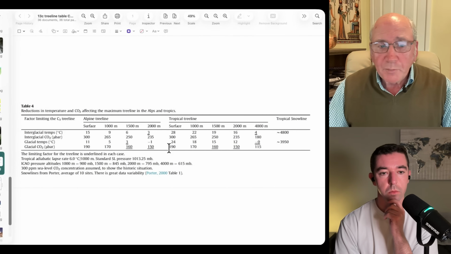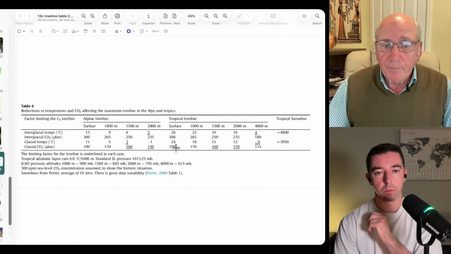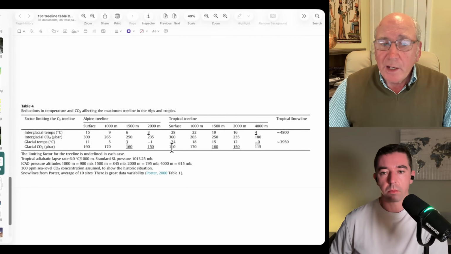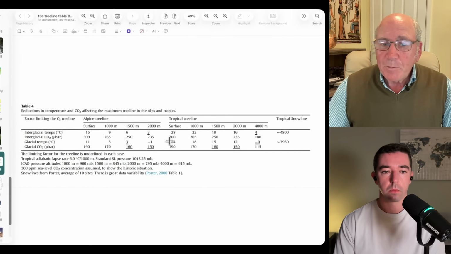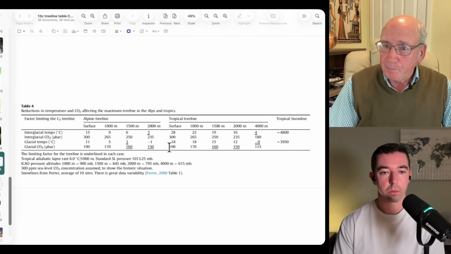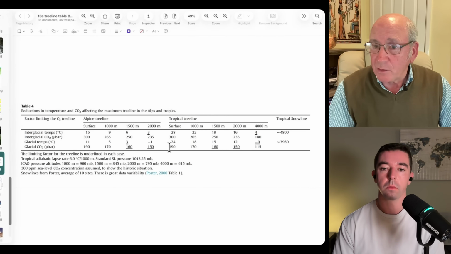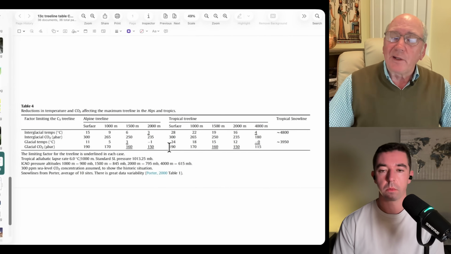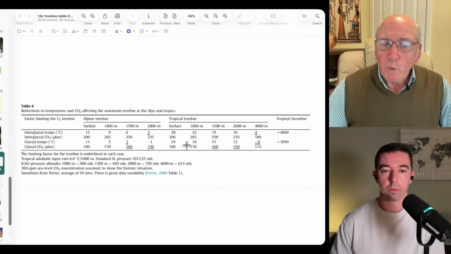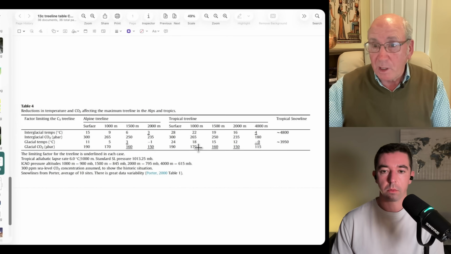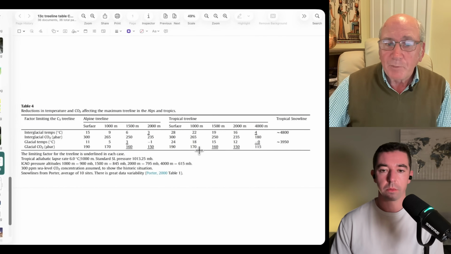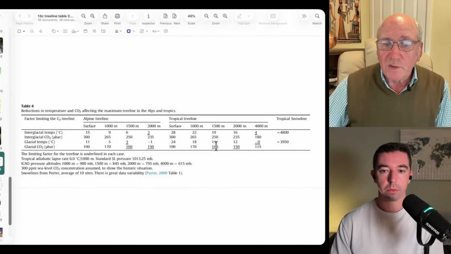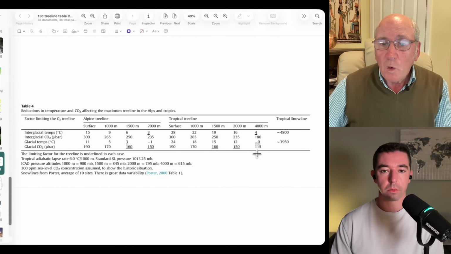And then we get the CO2 parts per million equivalent. Now this is the glacial one. So we went down from 300 parts per million down to 190 parts per million at the surface. That's pretty much what we got down to at the surface. But of course, at altitude, we have much less because the partial pressure reduces. So the equivalent parts per million goes down to 170, 160, 150, 115.